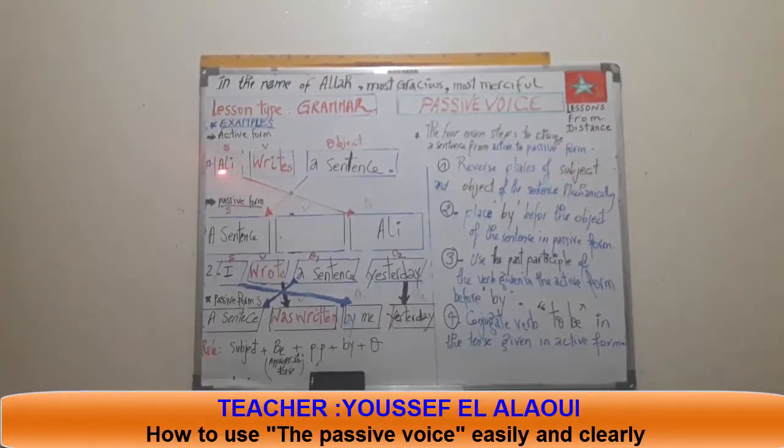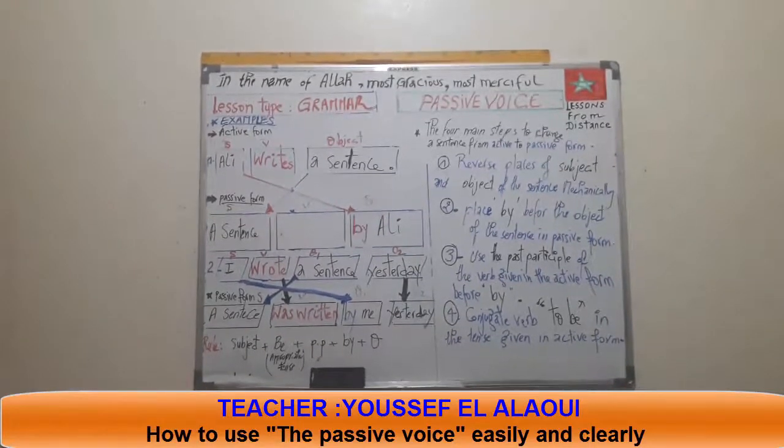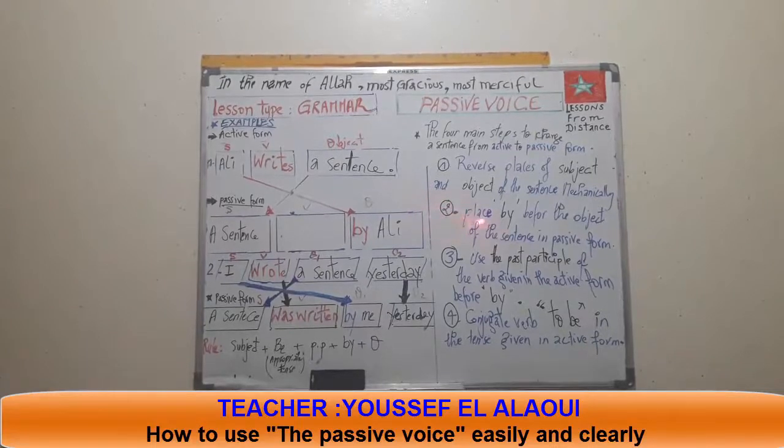This is a sentence in active form. The subject is Ali, verb writes, and object is a sentence. We reverse the places of the sentence: a sentence, which is an object, becomes subject in passive form, and Ali, subject in active form, becomes object in passive form mechanically. Step number 2, place by before the object of the sentence in passive form. That's exactly what we have done. We have placed by before the object Ali.